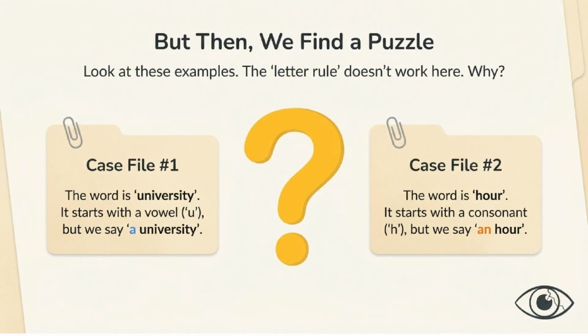Sometimes we find a puzzle where the letter rule seems to fail. Case file 1. University starts with a vowel U, but we say a university. Case file 2. Hour starts with a consonant H, but we say an hour.